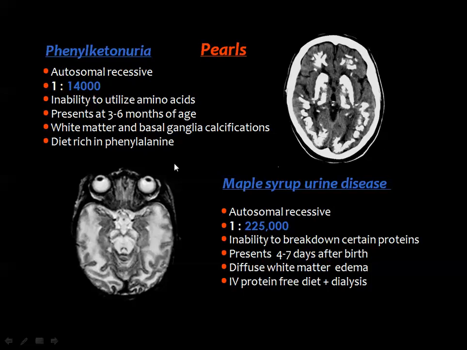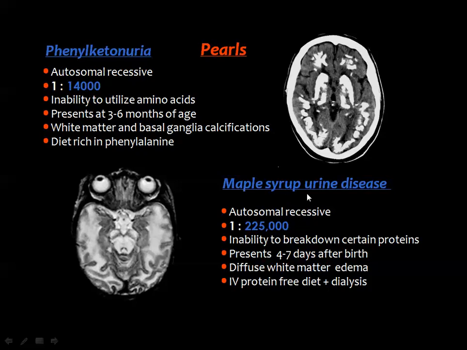The treatment is to have diet rich in phenylalanine, which is not synthesized inside the human body but is obtained from external diet. And the diet should be rich in fruits and vegetables, and you avoid the proteins in this diet.